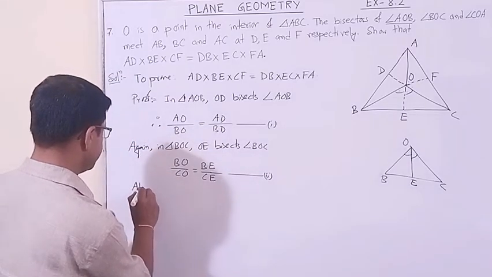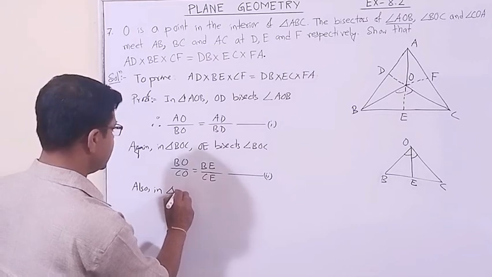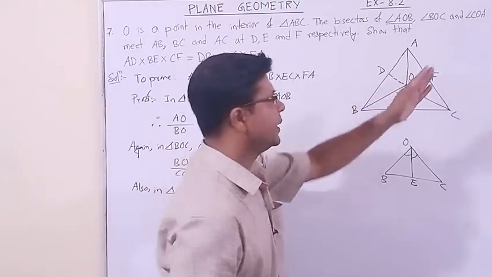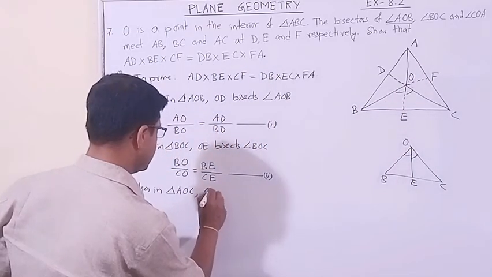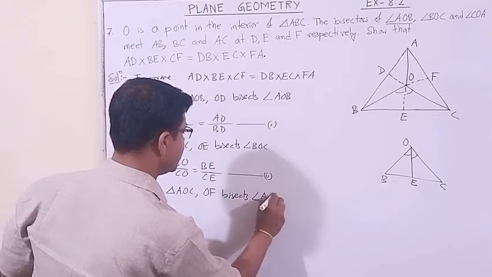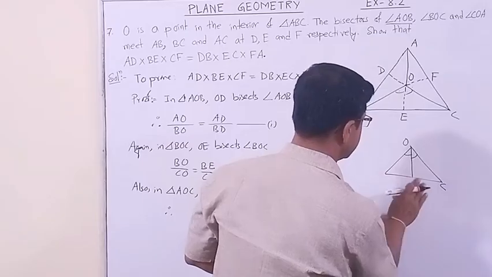Also, in triangle, that is AOC, isn't it? Yes, AOC. This OF bisects angle AOC. So what do we obtain? Let us change the name of the triangle.